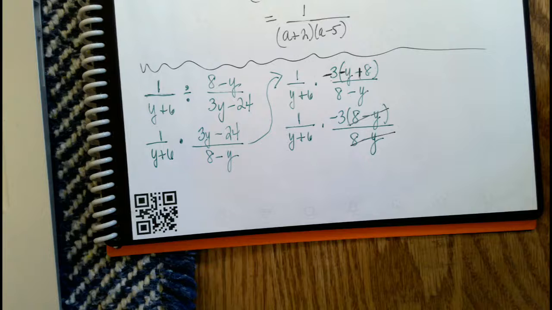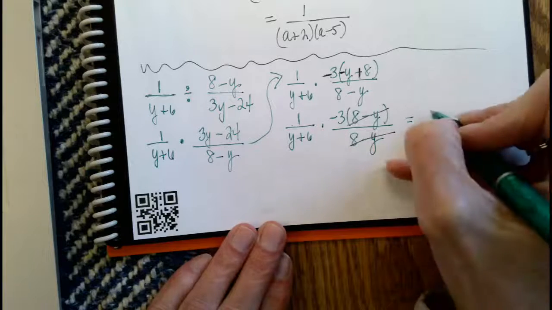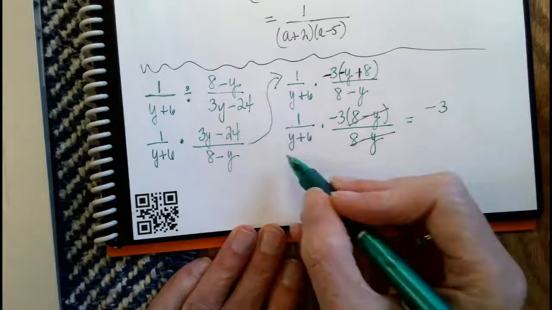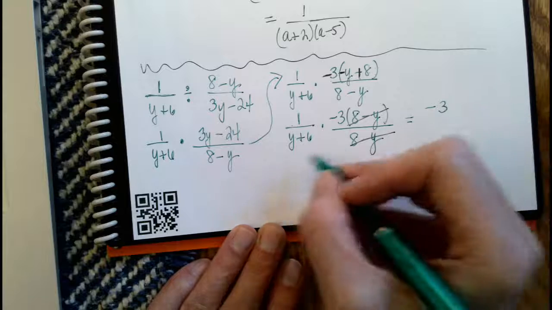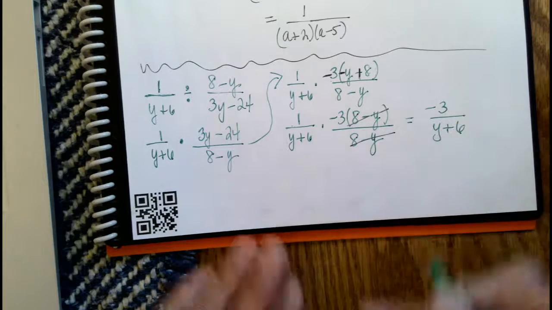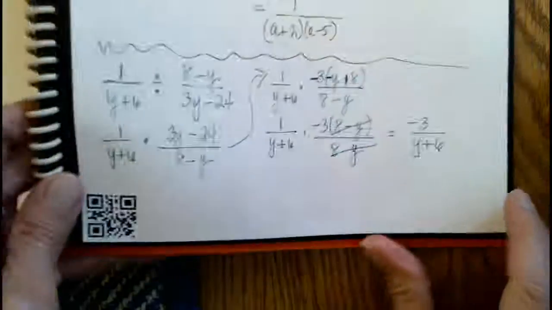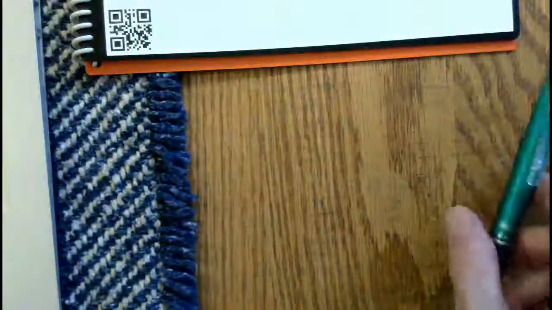When we multiply, we're going to multiply the top of the fractions together. So 1 times negative 3. And then we're going to multiply the bottoms. Well, the only thing that we have left on the bottom is y plus 6. We cannot cancel out the negative 3 and the 6, by the way. You have to be able to factor to cancel, and we can't do that.